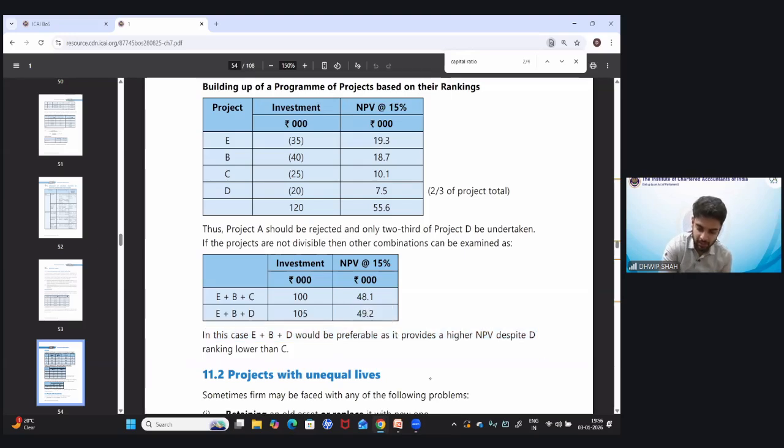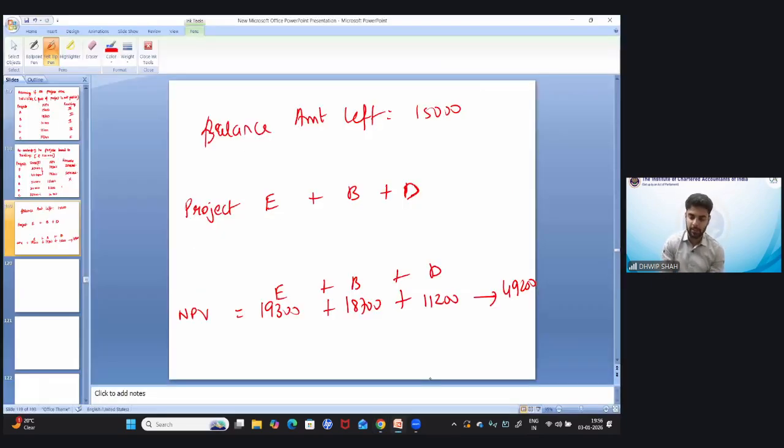Understood? This is when the projects are not divisible. See, when projects are not divisible, we found the best combination. The best combination was E plus B plus D. Followed students, any doubts in the capital rationing concept? Whether projects are divisible or not divisible, any queries, any concerns?